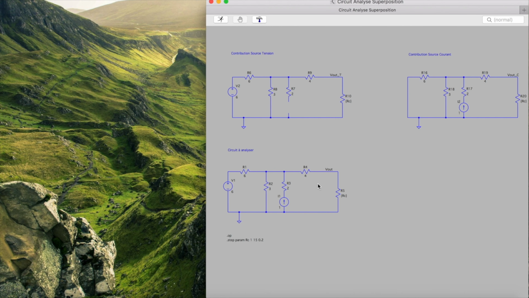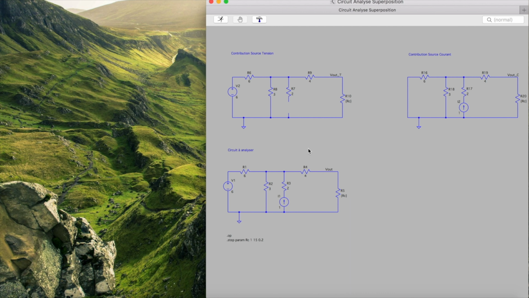I have prepared here a circuit that we will analyze. It is composed of a voltage source of 6 volts and a current source of 1 ampere. We are going to study what happens on the resistor R5. Note that I have not given a numerical value to R5, but I have named it RC. This RC is therefore between braces. I have indicated how we will use a .step on the RC parameter. So this resistor will vary from 1 ohm to 15 ohms in 0.2 ohm increments when we run the .op command.